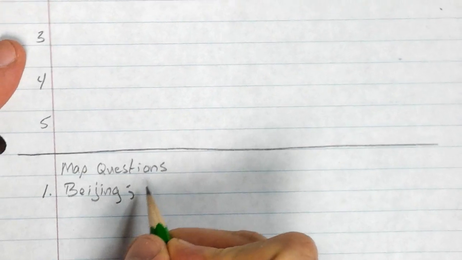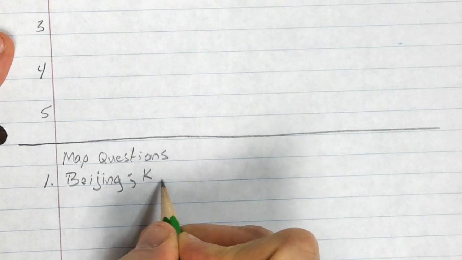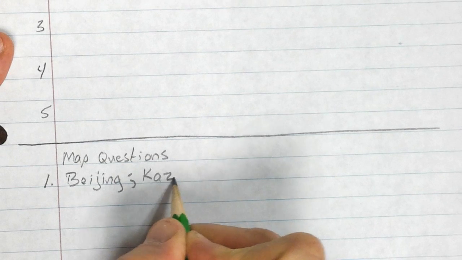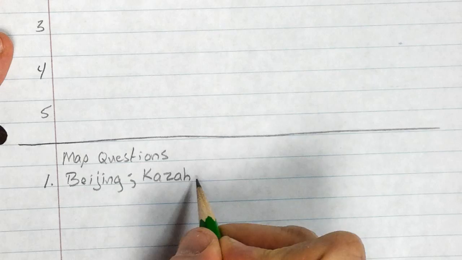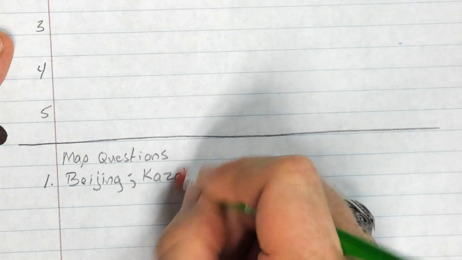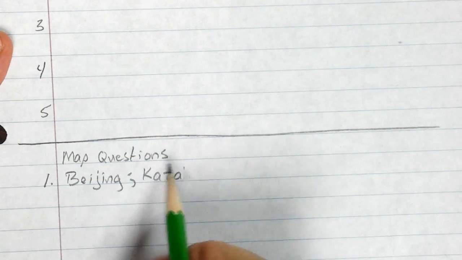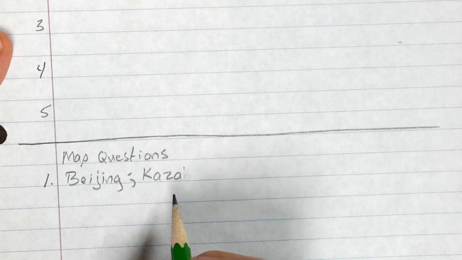We're going to put Kazakhstan, K-A-Z-A-H. No, I messed that up. K-A, I messed that up. K-A, I've got to look at it.